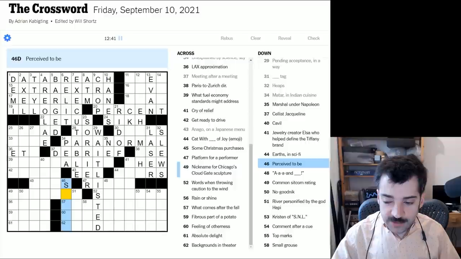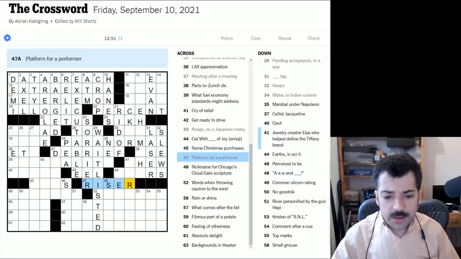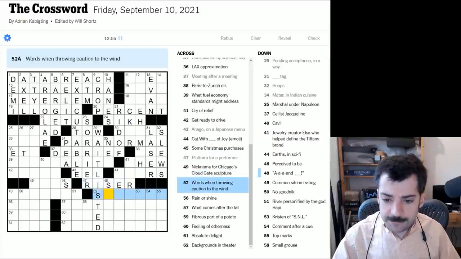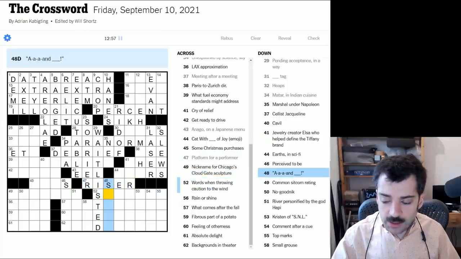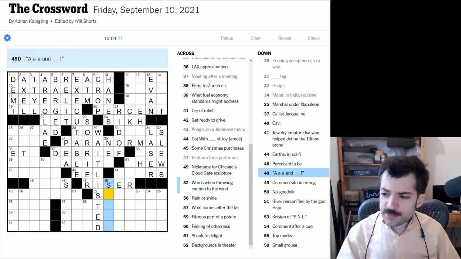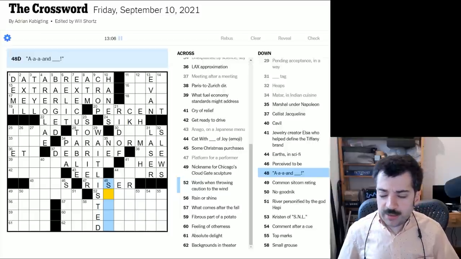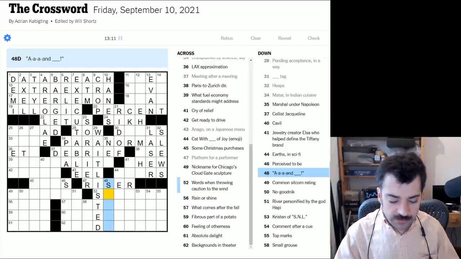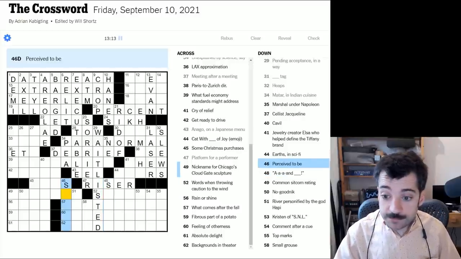Wanted to say seems, but I don't think that fits. Platform for a performer. A riser, potentially. A platform that could potentially be lifted. And what is this? I'm not really sure what this is meant to communicate. Is it communicating the syllable ah? It's not ringing a bell for me. Let's keep looking around.